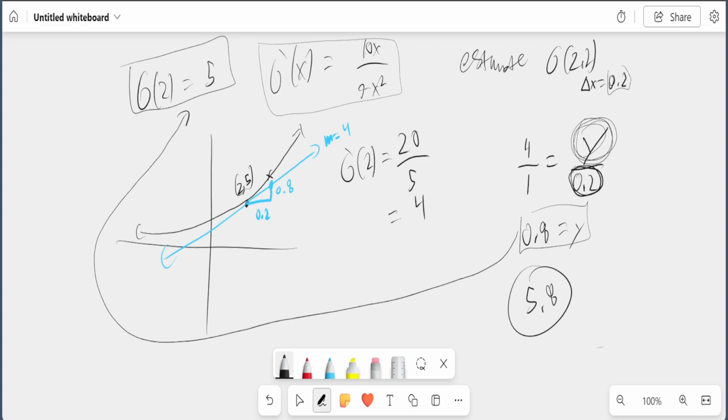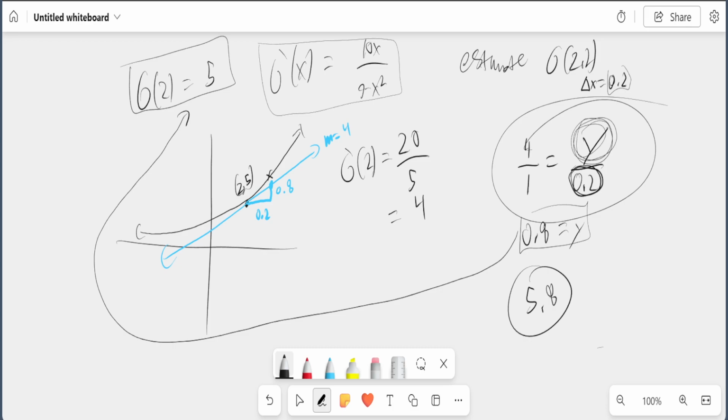Oh, so you're basically doing changing x and changing y. Yeah, because it's rise over run. Oh, that makes sense. And you could also just say 4 times 0.2, right? Because you're taking 0.2 of that 4. But anyways, so I set that equation. Does that make sense, Derek?